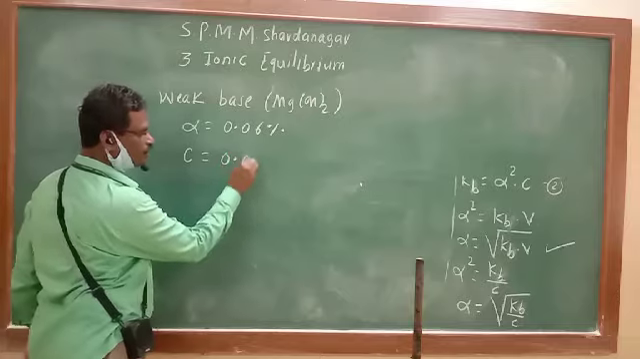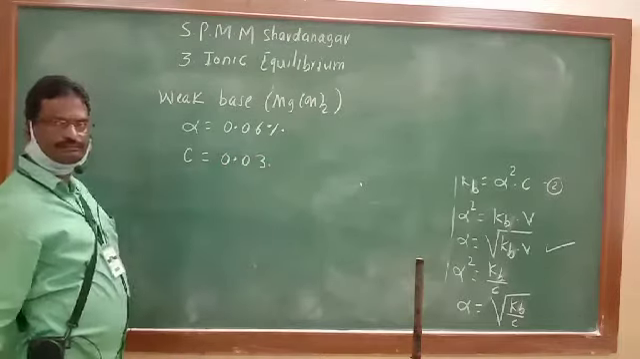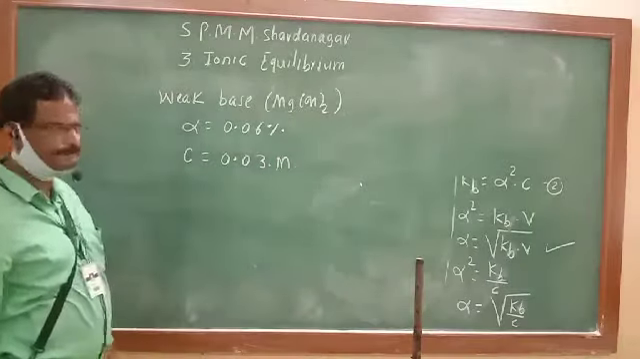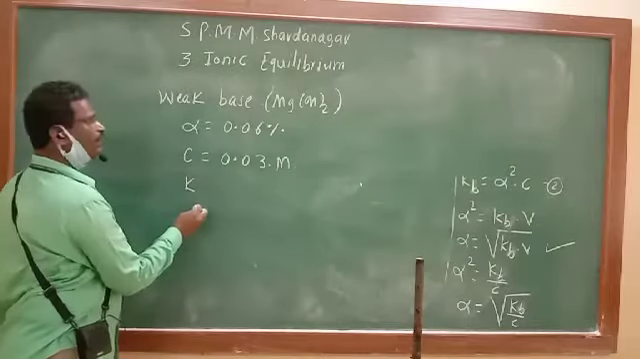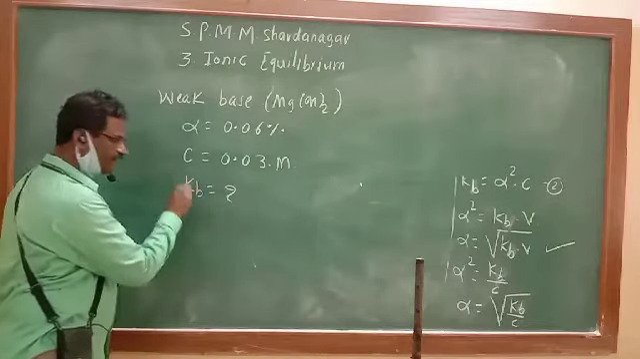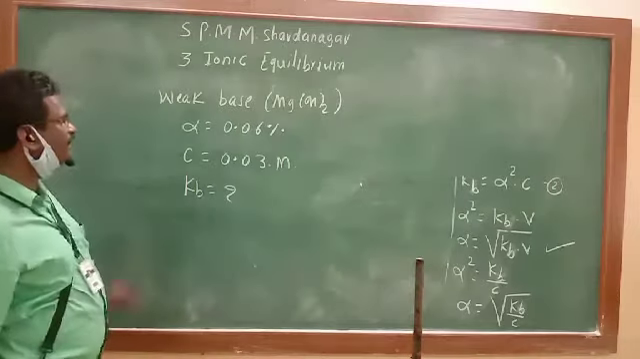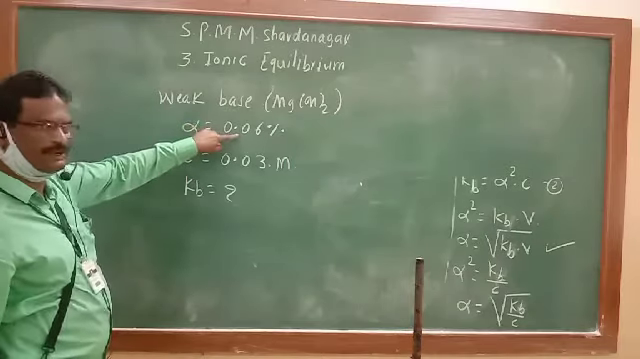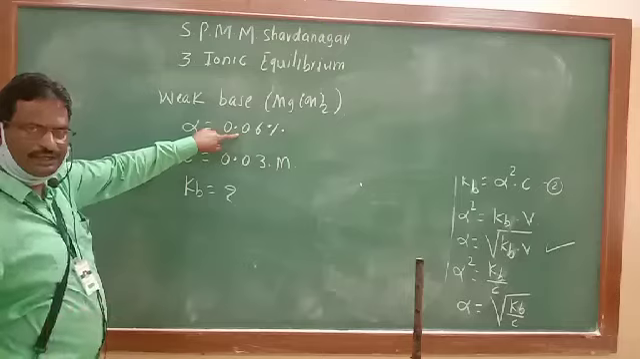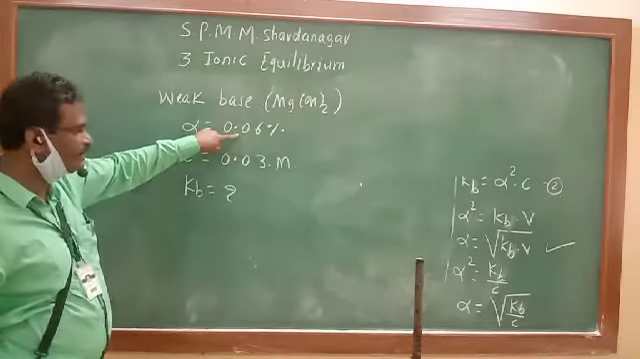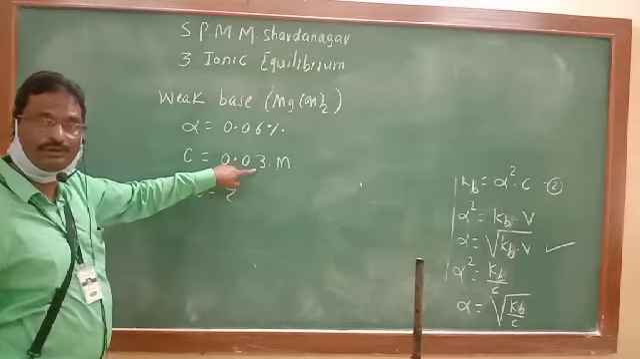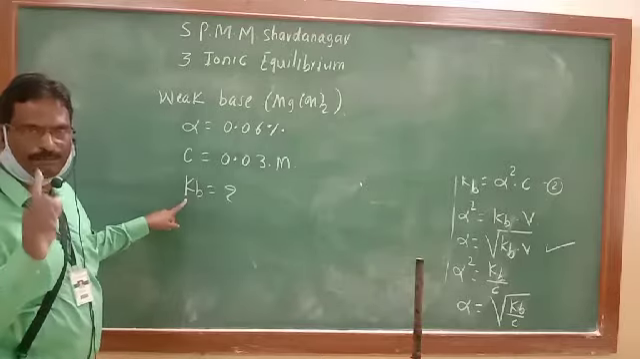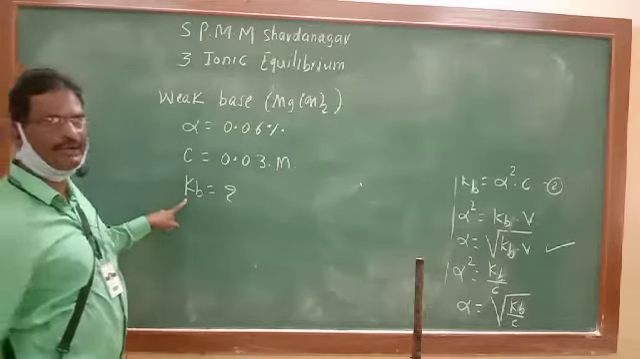And the concentration of this magnesium hydroxide, let us consider, is equal to 0.03 moles per decimeter cube. Molar concentration is given, and they have asked to calculate the dissociation constant of the base, Kb. In the problem they are giving that the weak base is 0.06% dissociated in its 0.03 molar concentrated solution; calculate the dissociation constant of the base. So Kb we have to calculate.